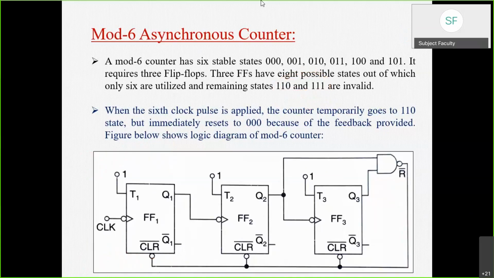So the clear pin is active low. That means only when its value is 0 will it work. If its value is 1, then it will not work. This is an important point, because there is a bubble. What does this bubble indicate? That it is active low. So it will be good if you note this point, that the clear input pin is active low.